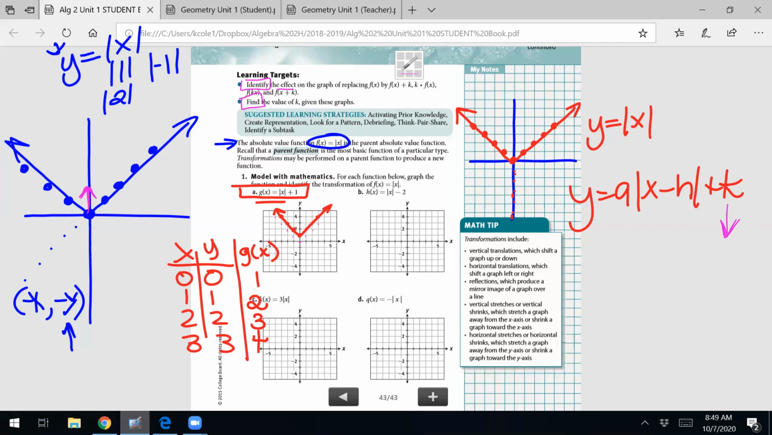Okay, well, we're not sure. So let's try this one then. So if we look at this one, that one says -2. So if this one said +1 and we went up 1, what do you think the -2 is going to do to our parent function graph?